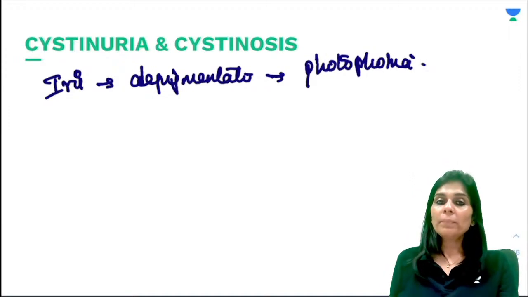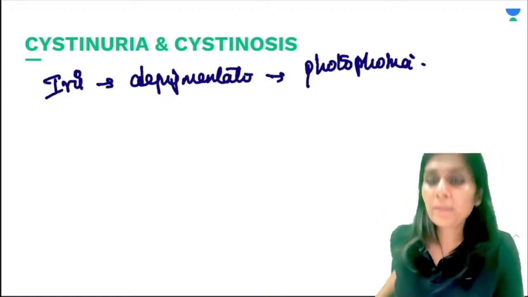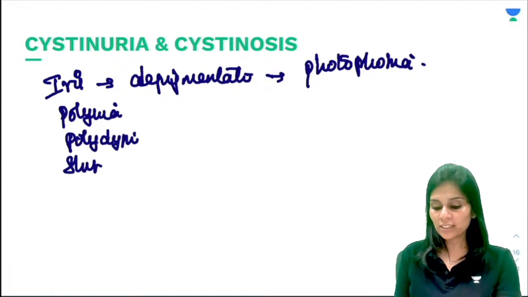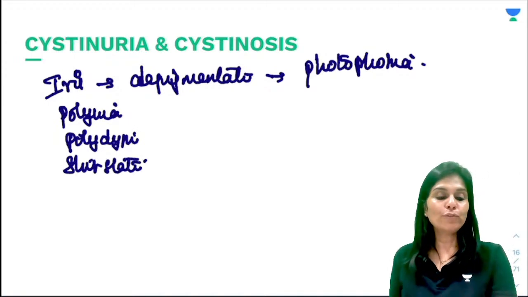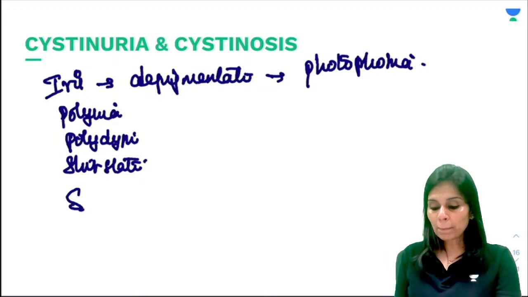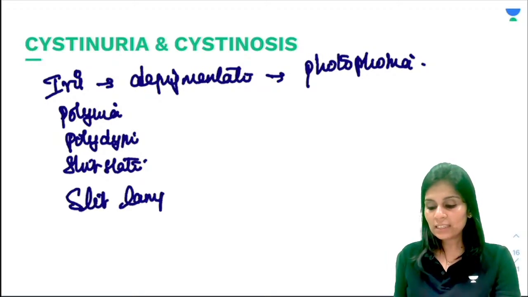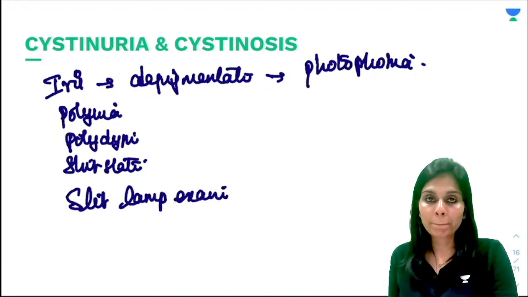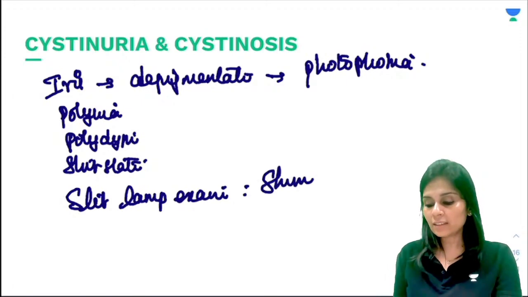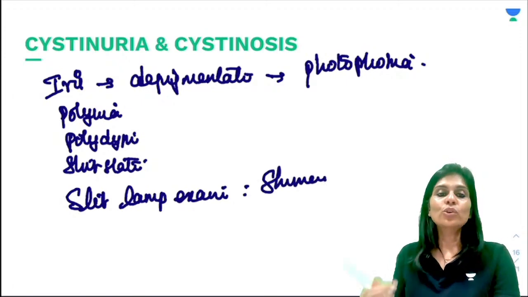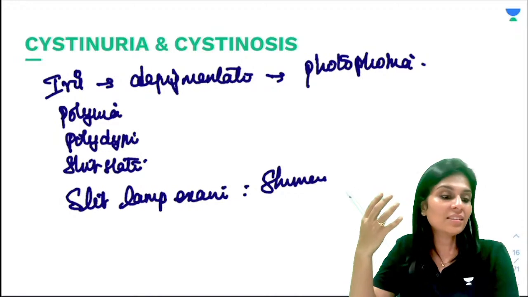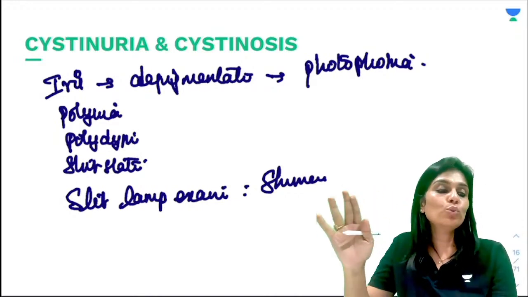So whenever you see a combination, what is the combination here? The combination is polyuria, polydipsia, short stature. If a small child comes to you with polyuria, polydipsia, short stature, and if the child also complains of photophobia, do a slit lamp examination. Do you understand this? Do a slit lamp examination that will show you characteristic cystine crystals in the eye. It will look like a shimmering, glittery, shimmery crystal. So on slit lamp examination, if you find characteristic shimmery, glittering crystals in the cornea, then that is cystinosis.